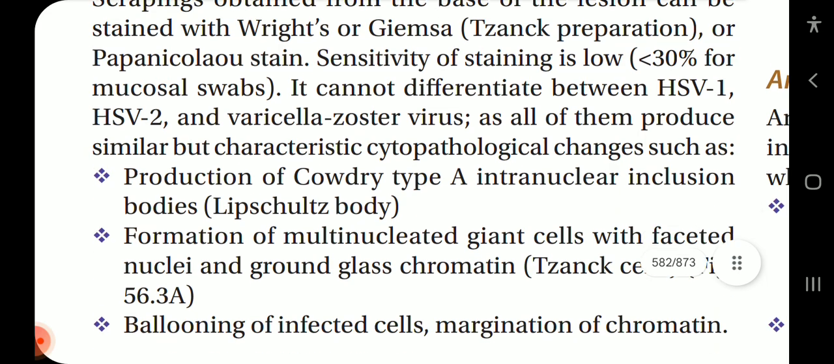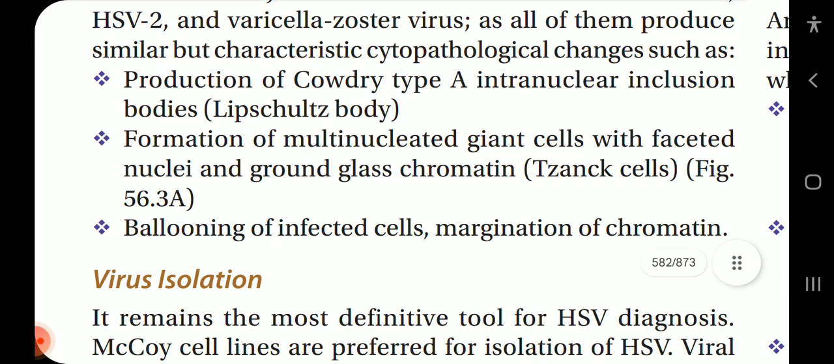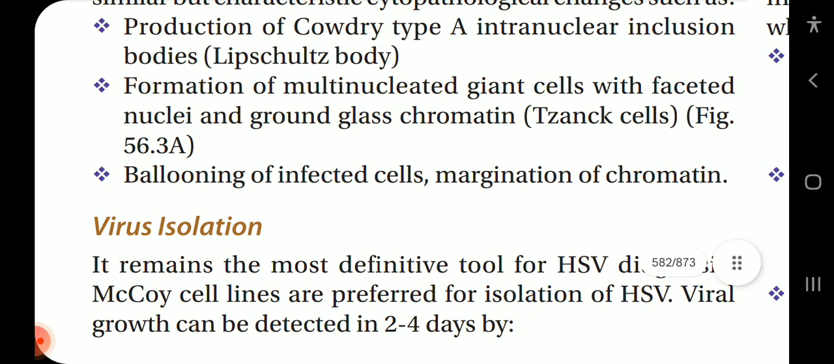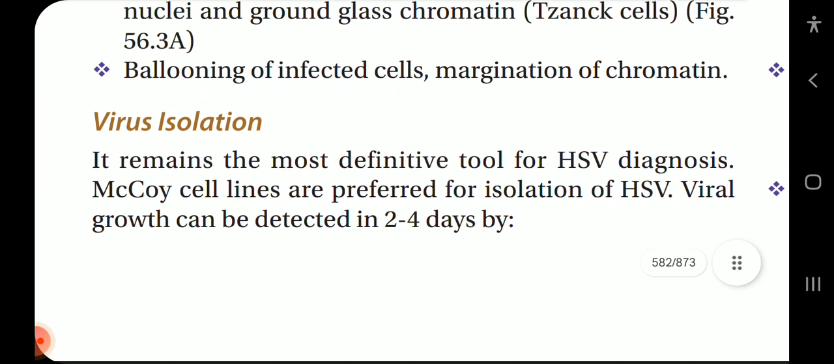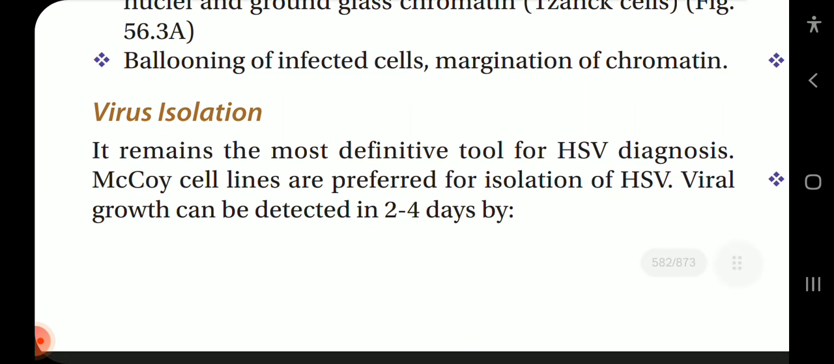It cannot differentiate between HSV-1, HSV-2 and varicella zoster viruses, as all of them produce similar but characteristic cytopathological changes such as production of Cowdry type A intranuclear inclusion bodies, Lipschütz bodies, formation of multinucleated giant cells with faceted nuclei and ground glass chromatin, Tzanck cells. Ballooning of infected cells, margination of chromatin.